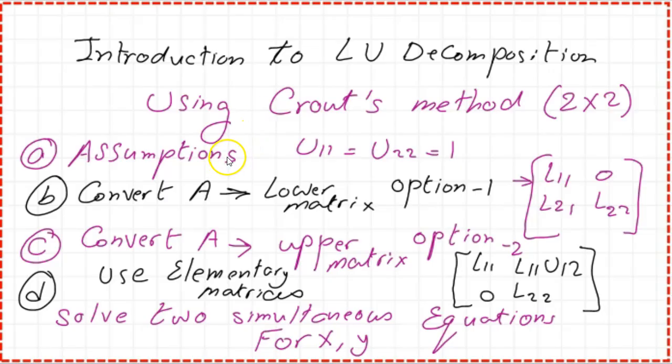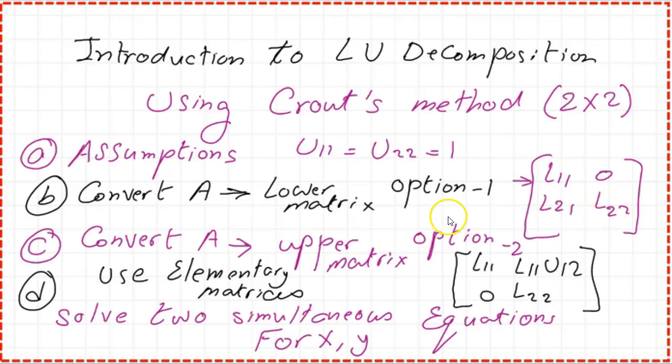The first assumption is that U sub 11 equals U sub 22 equals 1. Number 2, convert matrix A to a lower matrix. We call this option 1. Due to that conversion, we will get a lower matrix and we can specify the values of L sub 11, L sub 21, and L sub 22.